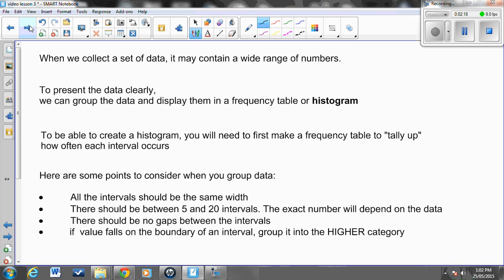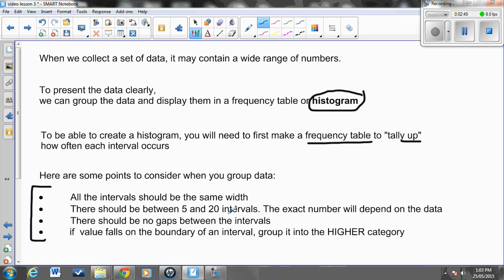When we collect data, usually we have a wide range of numbers, and to present it, we frequently use a histogram. So we're going to focus on creating a histogram. First, you're going to need to make a frequency table to tally up the categories, and we'll look at that in a second in an example. But to keep in mind when you are creating a histogram is that all of your intervals should be the same width, which is something you should be used to doing when you create a graph, right? You count by 5, 10, 15, 20, and you don't jump all over the place.